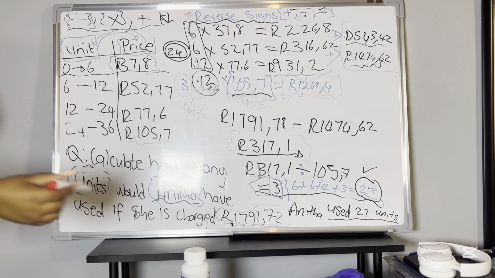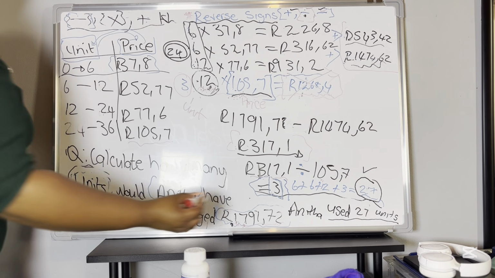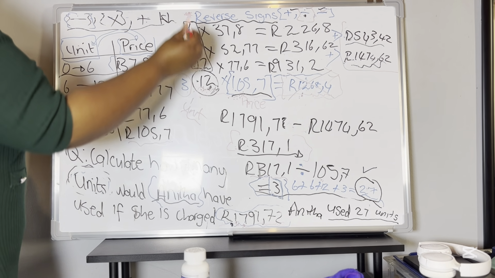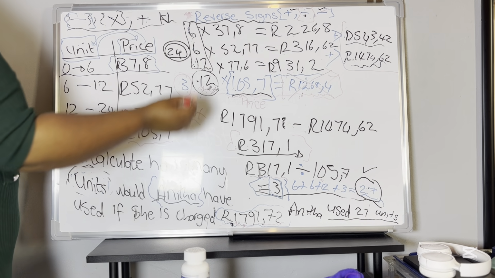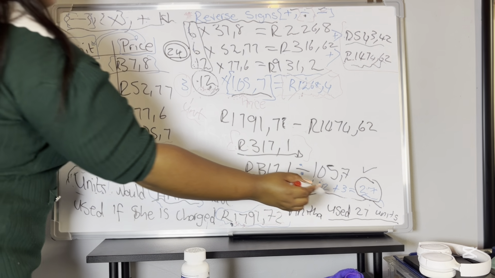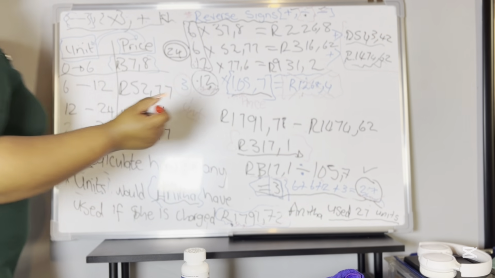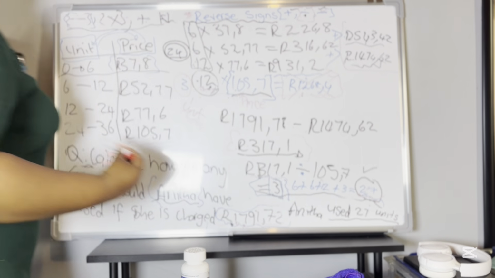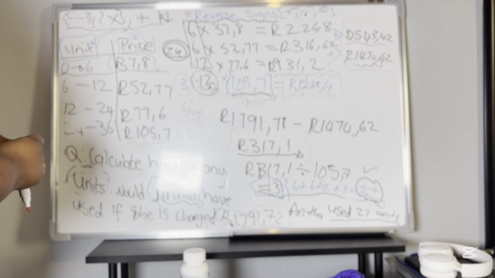And then after getting that 3, what do we do? We add the 3 with other units, because remember the 3 is a unit. So we add the 3 with other units that we have already. 6 plus 12 plus 3, it gives us 27. Meaning Anita used how many units? 27 units. That is the final conclusion.